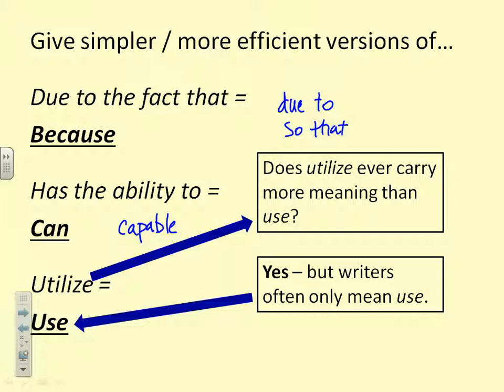Okay? And as I tell my undergraduates, I'm not even really saying don't do any of these things, because that in itself is not so much the issue as realizing what you are doing. Don't fool yourself into thinking that has the ability to is just much stronger and more important than can, because it's not. It's just extra syllables. Utilize might carry some meaning beyond use, but if it doesn't, then you're just using extra syllables.